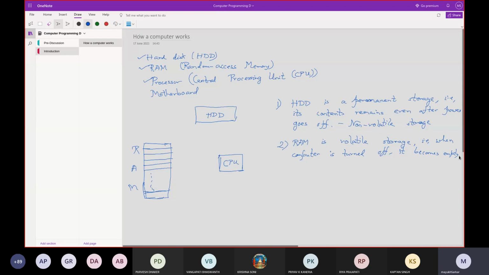Now what RAM does is that during execution of a program or application, right? Eventually every application is some program. During execution of some program, initially it is in hard disk, and when you execute the program, it comes to RAM.